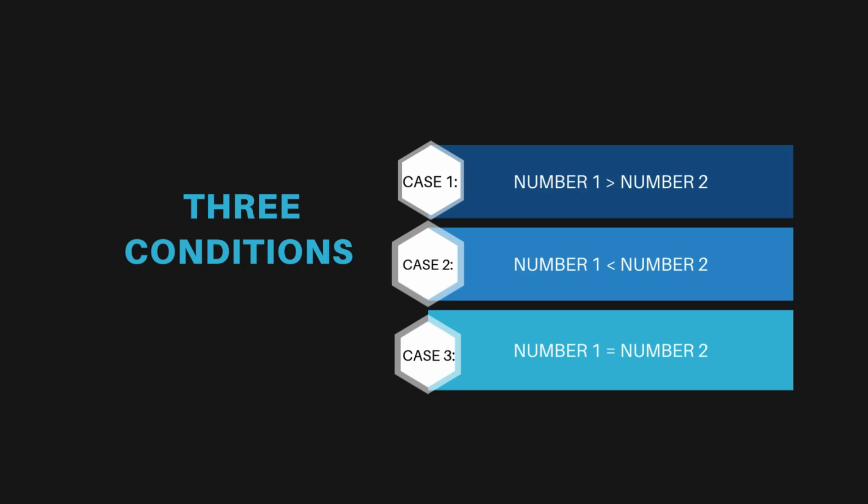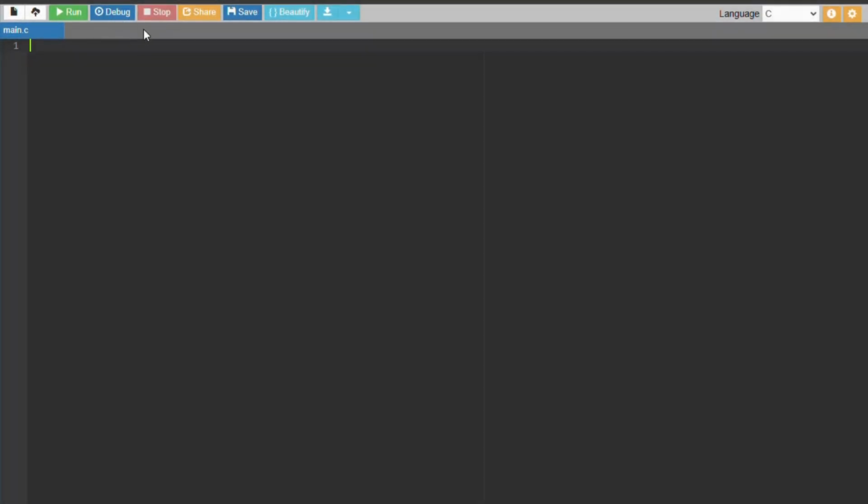But before doing that, we have three conditions to solve this problem. First is case 1: number 1 can be greater than number 2. The second case is number 2 can be greater than number 1. And the third case is if number 1 is equal to number 2. So by keeping all these three cases in mind, we are going to solve the problem. Now let's go into the coding session.